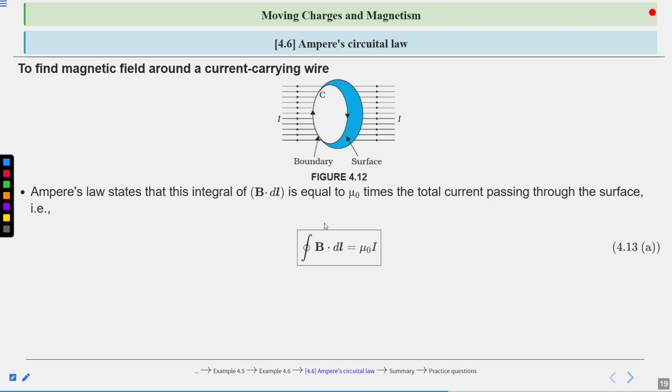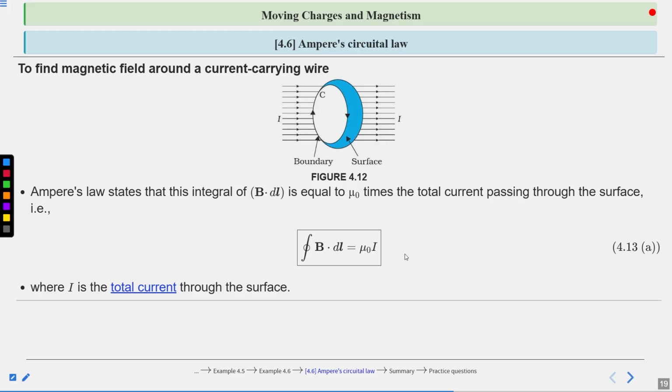Mathematically it is represented like this: closed integral of B dot dl equals mu naught I. And this I is the current enclosed by the surface or by this boundary loop. Got it? Mark it as 4.13a, where I is the total current through the surface.